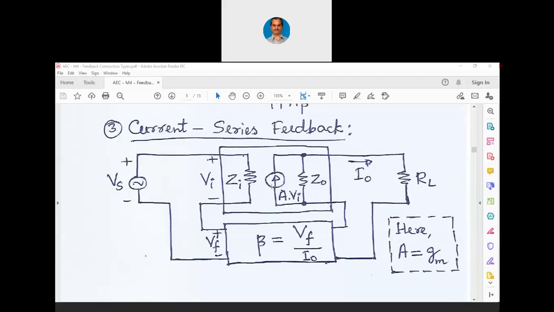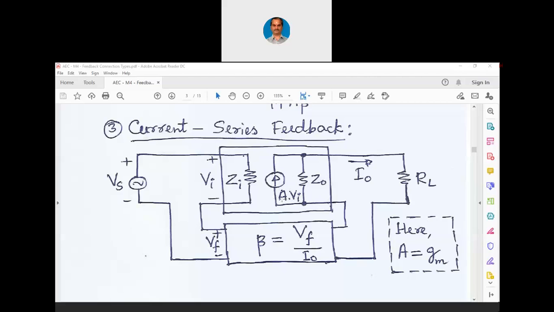And because it is a current source now, output impedance is shown in parallel to the current source. Unlike the earlier connections where we had shown it in series, because there the output was voltage. Here the output is current. So output impedance is shown in parallel along with the current source. Now this current source output is A into Vi.